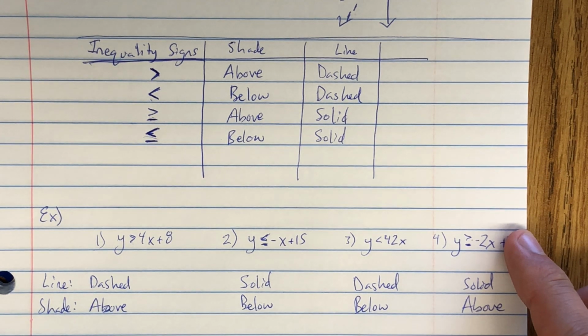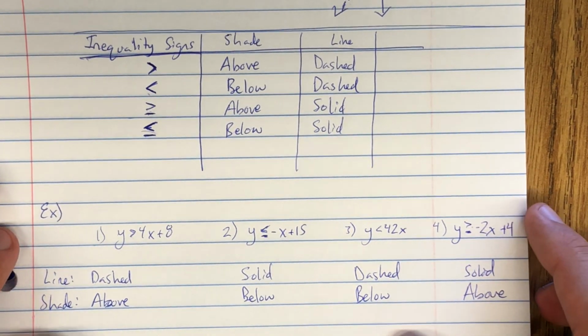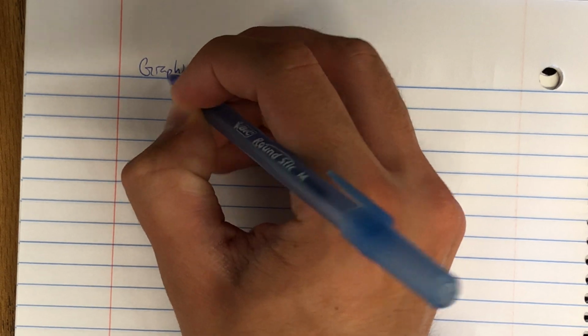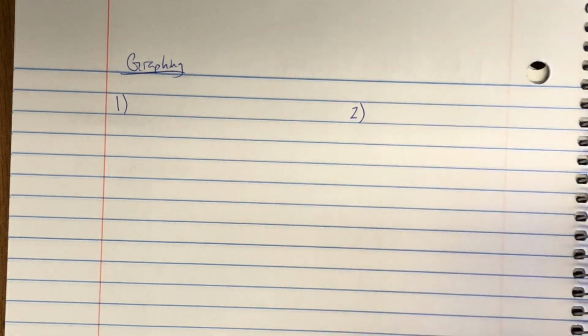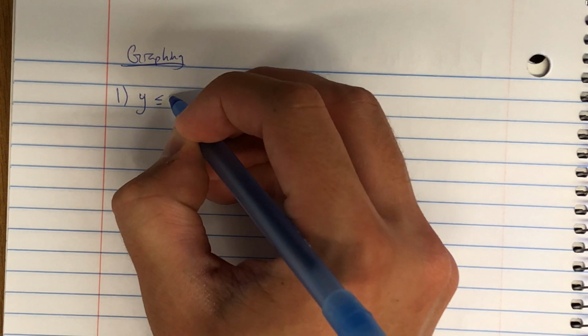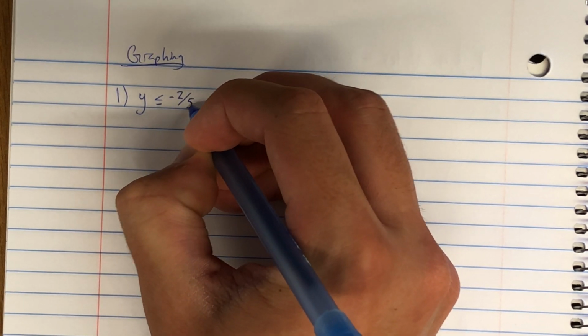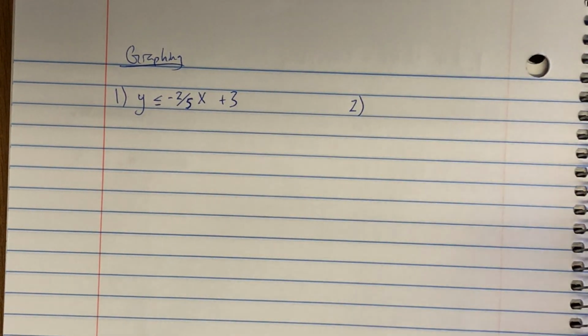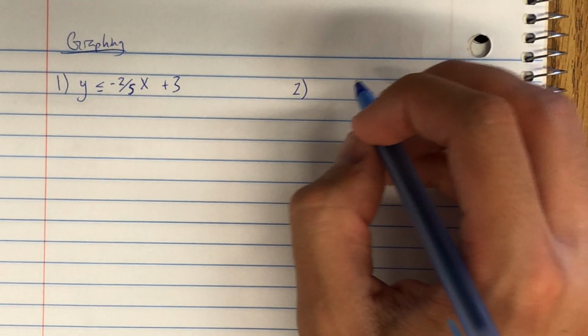Okay. So that summarizes how we determine shading and lines. You want to keep that in mind now as we do some practice problems. So here we're going to practice some graphing. So we have a few different problems here. So what I'd like you to do for number 1, we're going to graph y is less than or equal to negative 2/5 x plus 3. And then I'll put number 2 up here if you want to work ahead of me.